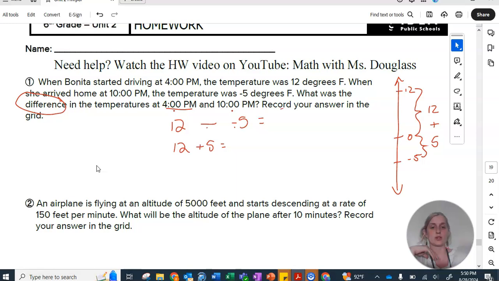Don't worry about the record your answer in the grid. That's an old version of the homework. We don't do those anymore. So just write your answer, circle it, move on.